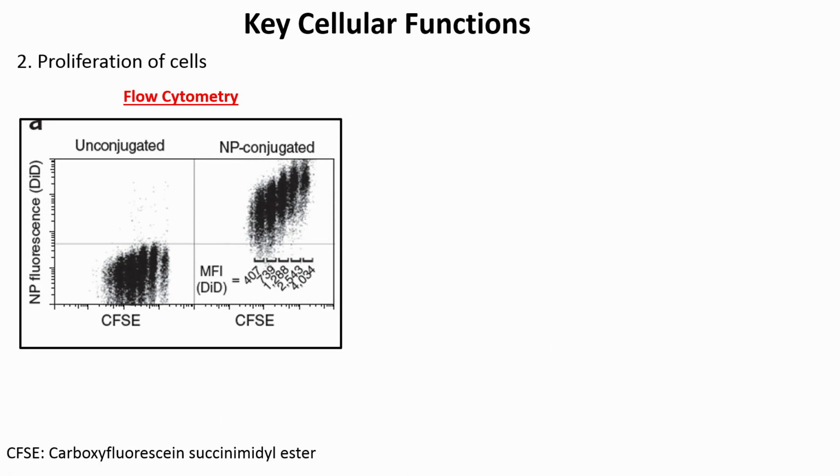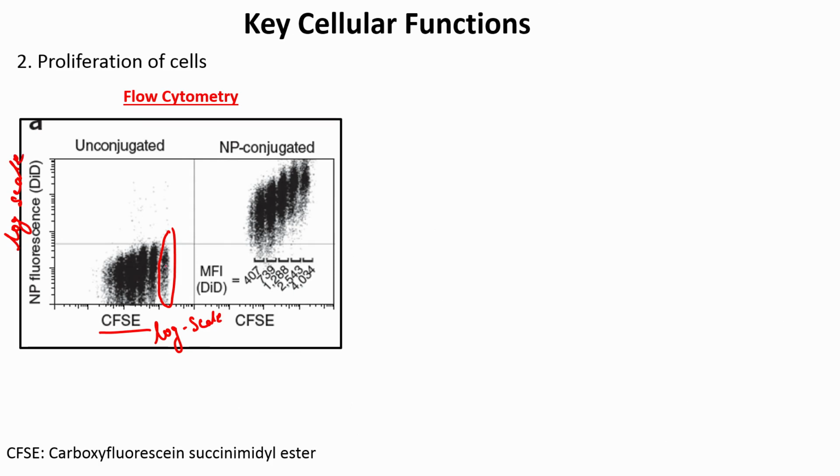Then they looked at proliferation of cells. In this case they are looking at flow cytometry. Once these T cells get activated, they start proliferating. Now they have used this CFSE that labels the DNA, and since it has labeled the DNA, every time the cell multiplies, the intensity of the dye will decrease. This is a log scale, and what you are seeing in this also is a log scale.